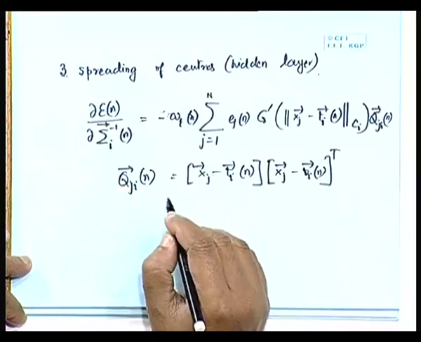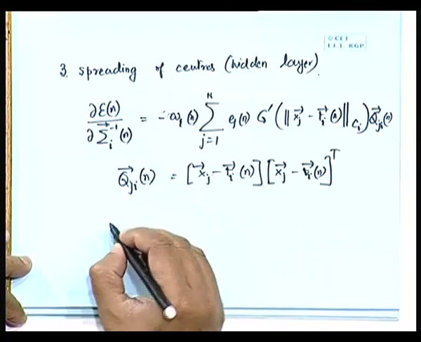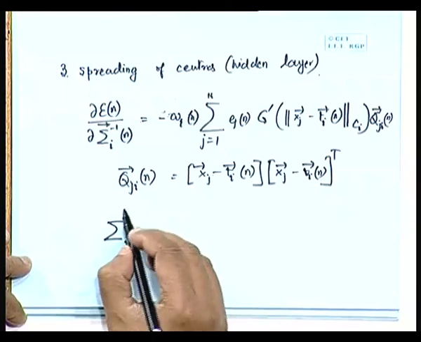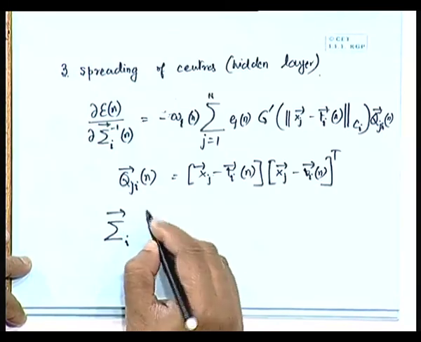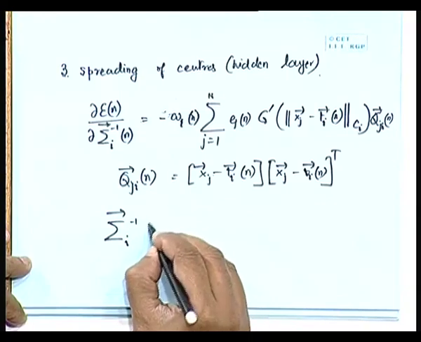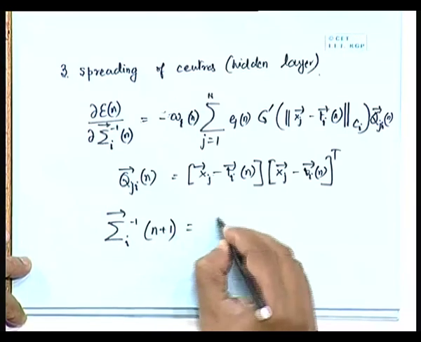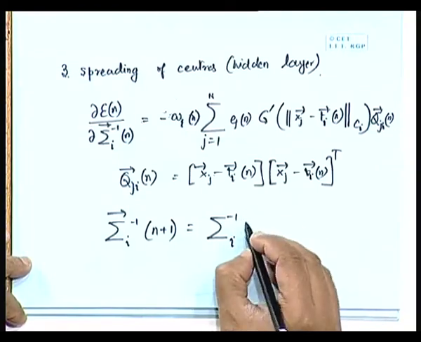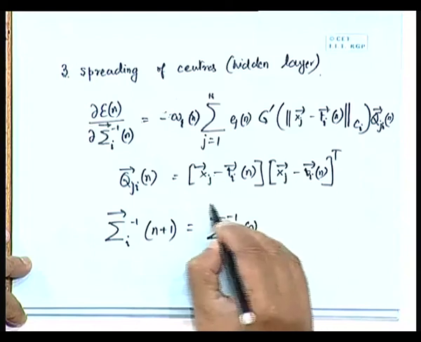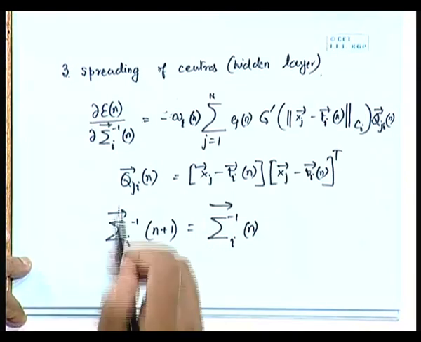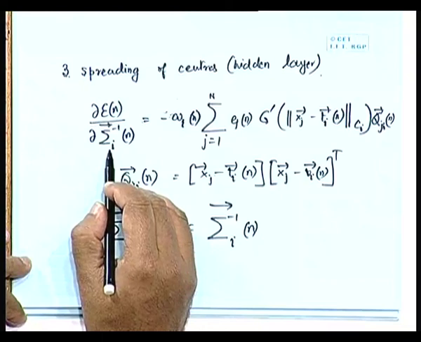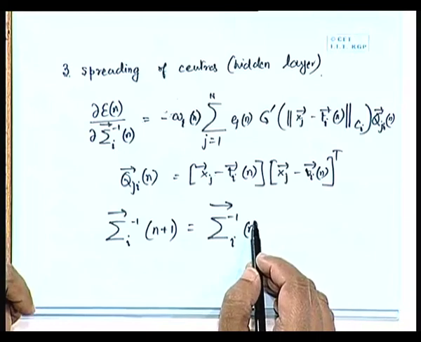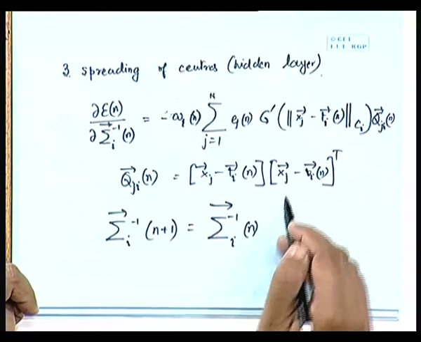Once this derivative is computed, the updated sigma matrix could be obtained like this: sigma inverse n plus 1 is equal to sigma inverse at iteration n. This is for the ith center, mind you, and we have to do it for I equal to 1, 2 up to m1. For all the m1 centers we have to do this.